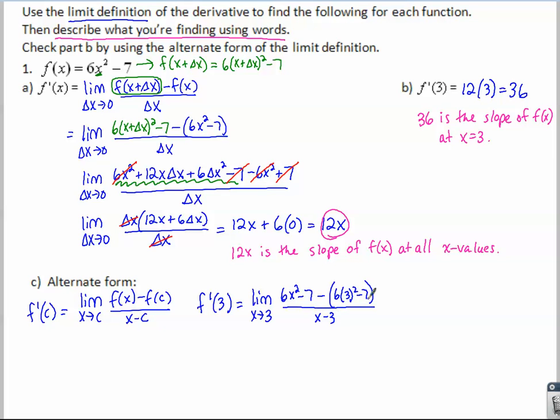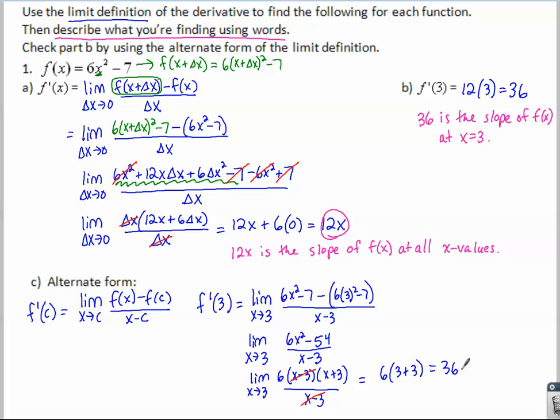If we simplify the top, we get limit as x approaches 3 of 6x squared minus 54 over x minus 3. The top can then factor, where if we take out the 6, we're left with x squared minus 9, which factors into x minus 3 times x plus 3. Notice we can factor that out, and now we can plug in the 3 into here, and we end up with 6 times 3 plus 3, or 6 times 6, or 36. Same thing that we got doing it the other way.